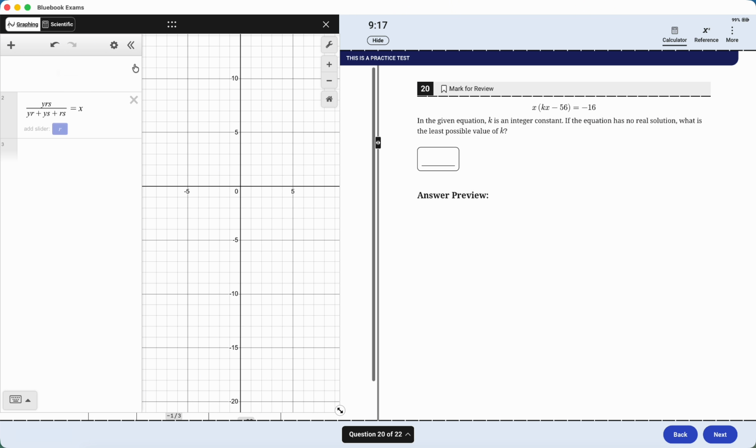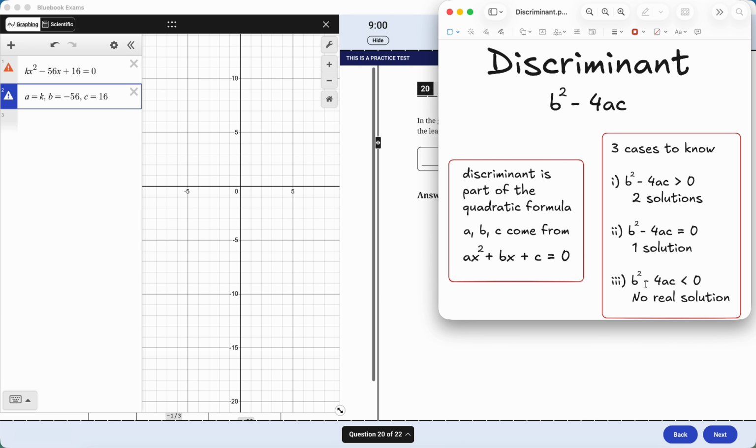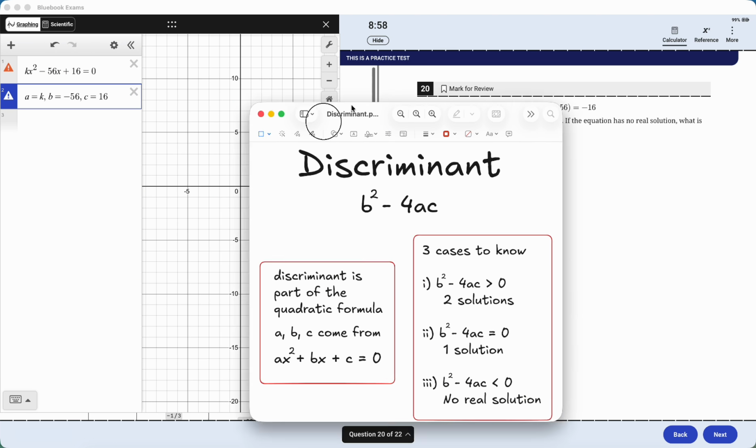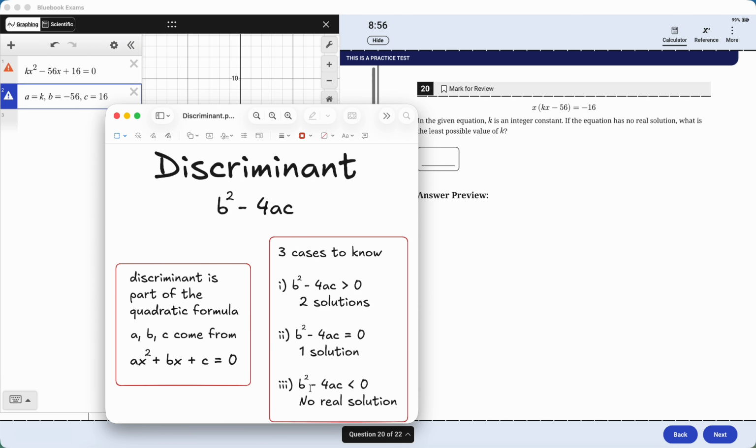So this doesn't look like a quadratic right off the bat, but if you distribute your x, it's kx squared minus 56x. And then if I move the negative 16 to the other side, this is it. You want to do that because you want to identify your A, B, and C, right? And then you want to plug it into one of these, right? So here we're using this one because it said no real solution, right? We're going to do b squared minus 4ac and set it less than 0.